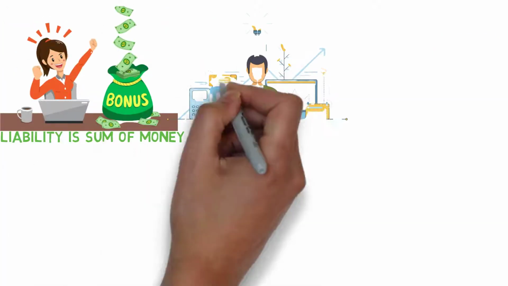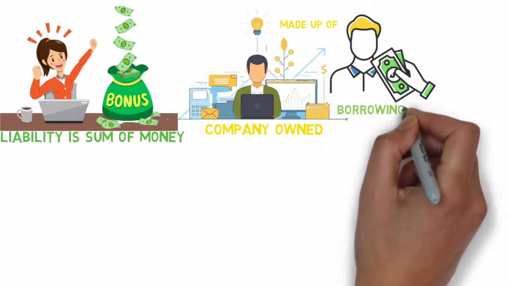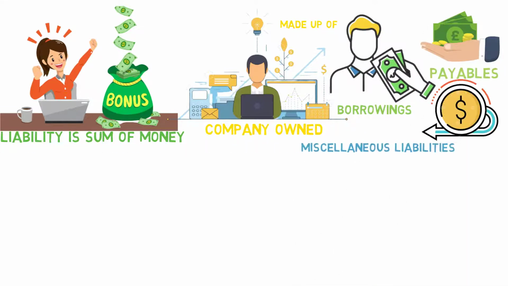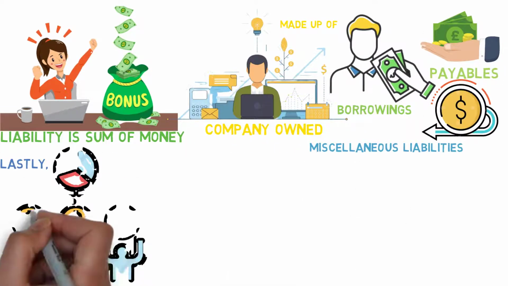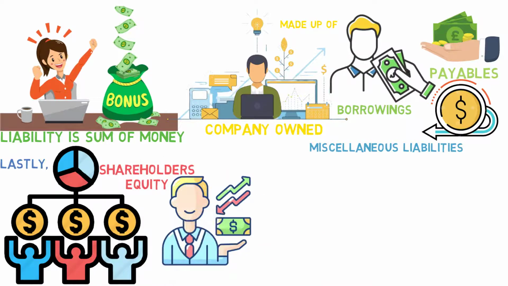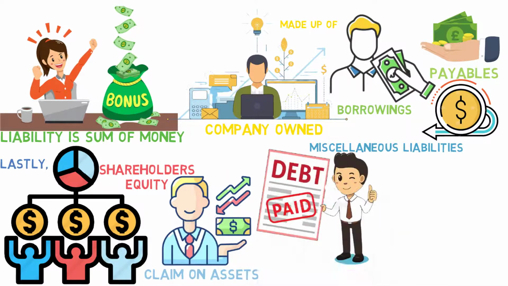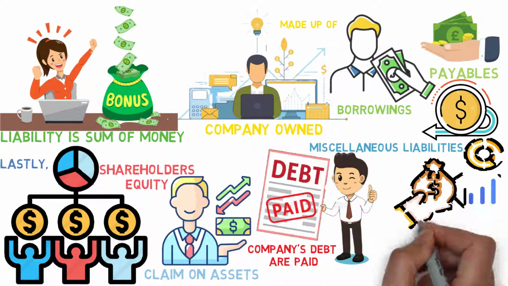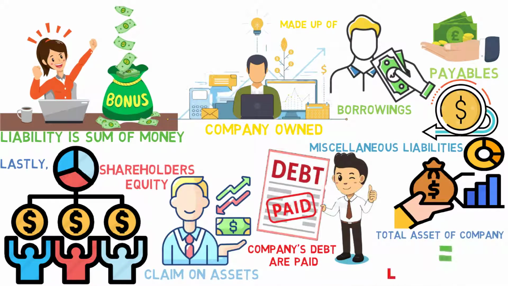Liabilities is a sum of money that the company owes, which is made up of borrowings, payables, and miscellaneous liabilities. Lastly, the shareholders' equity represents the claim on assets that shareholders have after the company's debts are paid. Total assets of a company should be equal to the sum of liabilities and equity.